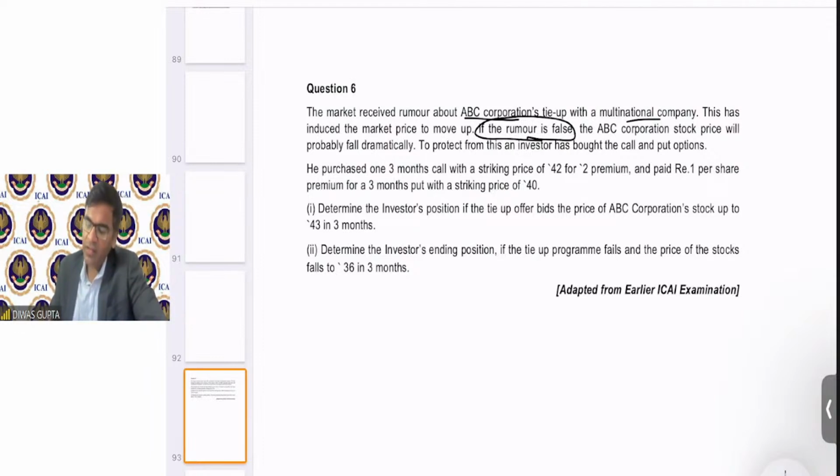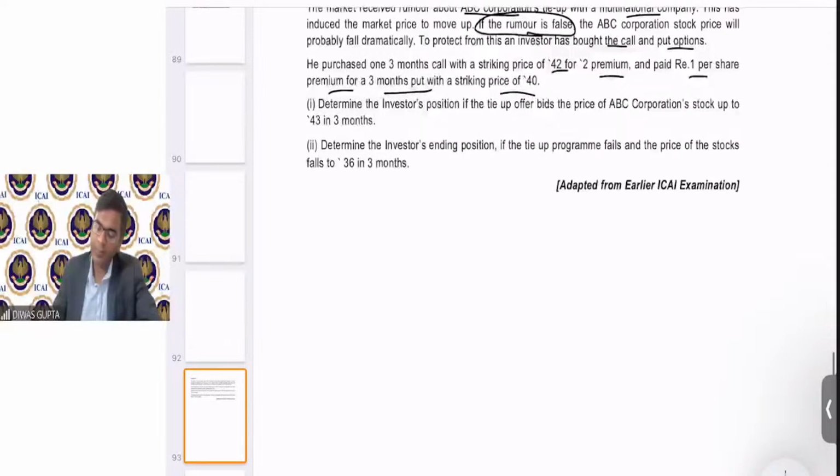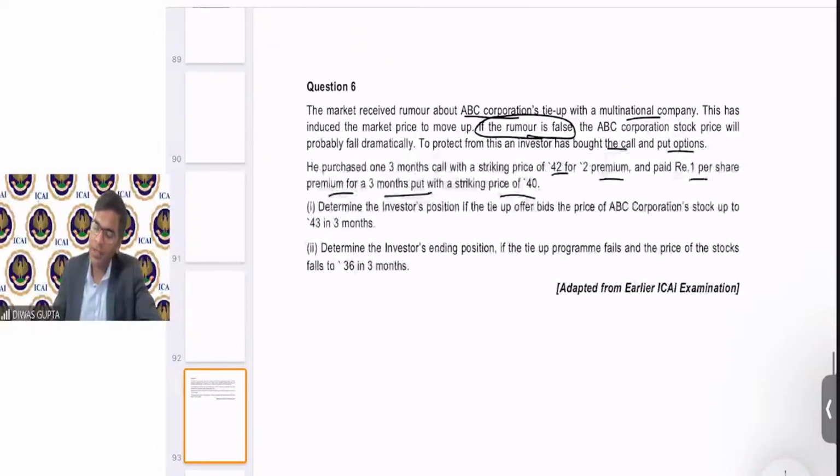To protect from this, an investor has bought the call and put options both. Because if the price is going to go up, the call option will help; if the price is going to go down, the put option is going to give the benefit. He purchased one 3-month call with a striking price of 42 for 2 rupees premium and paid 1 rupee per share premium for a 3-month put option with a striking price of 40. Determine the investor's position if the tie-up offer bids the price of ABC Corporation stock to 43 in 3 months.